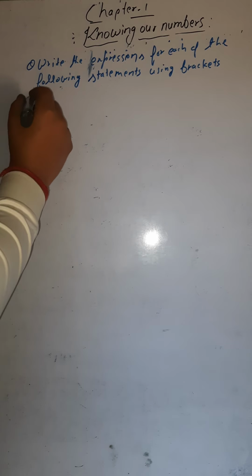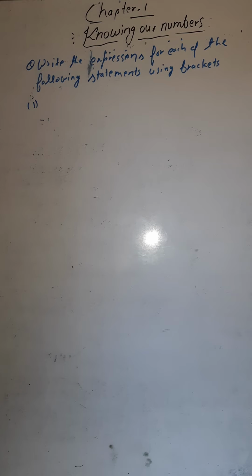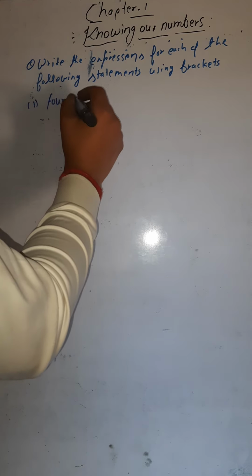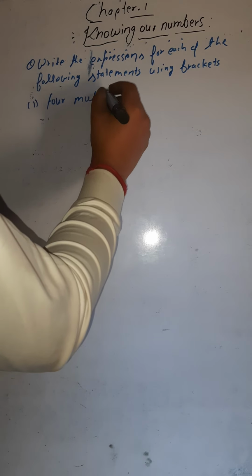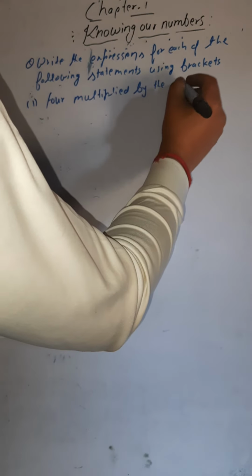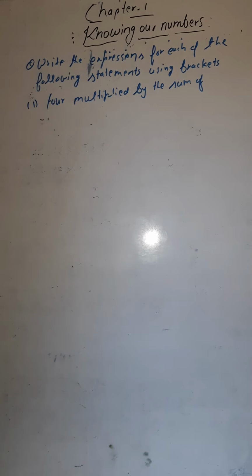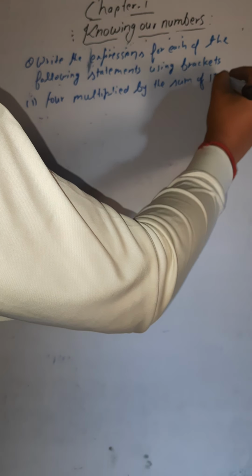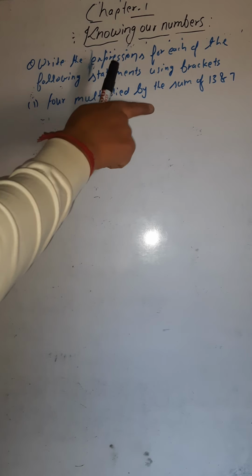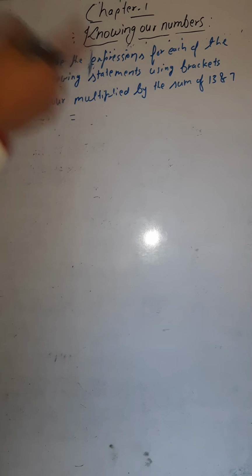So first question, here I'm writing the first one: 4 multiplied by the sum of 13 and 7. This is the statement, and you have to write the expression for this now. So what would be the expression for this?